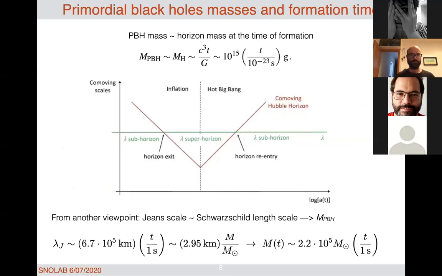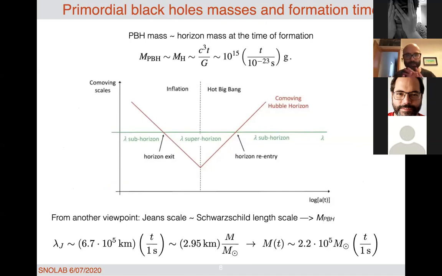And this is a little bit of a scheme of what you expect to happen, right? So you form some overdensity at some scale. This overdensity exits the horizon, then re-enters the horizon at some point in the early universe, in the radiation domination era, and eventually collapses and forms a black hole.